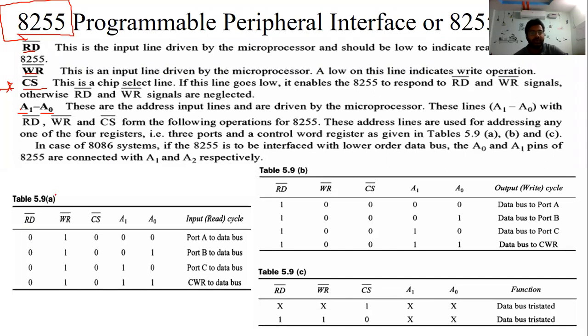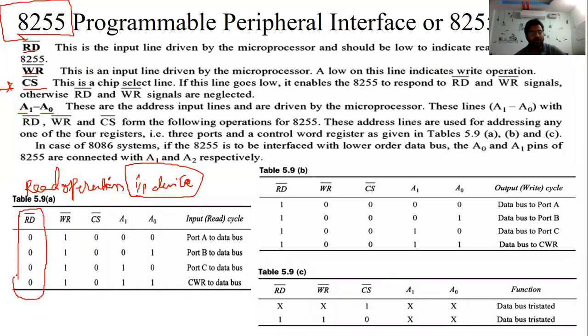Whenever you perform the read operation, read operation means an input device. At that time the write operation is not performed. You know that this is negative logic: 0 is on, 1 is off. CS bar is very important. If CS bar is enabled, then only you can perform the read and write operation. Now CS bar is enabled.